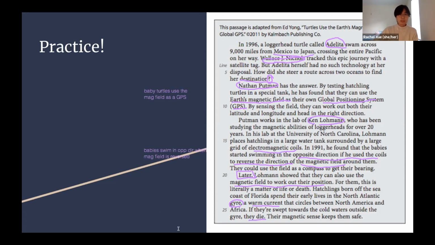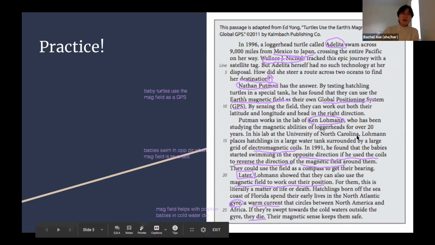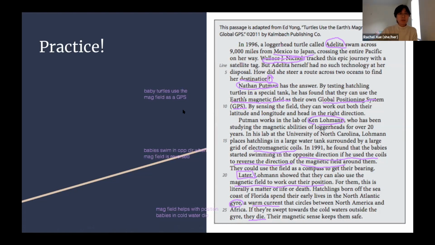So then I would make a little summary here: magnetic field helps with position and babies in cold water die, something like that. So that's how I would annotate this short excerpt of the passage. And you guys will have the opportunity to practice this in a little bit in your groups. So I will clear this for now.